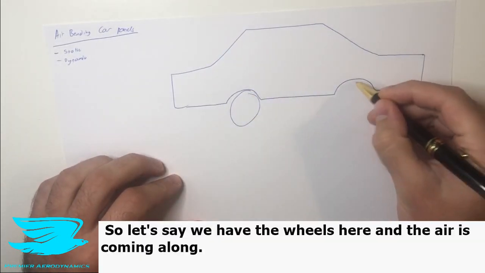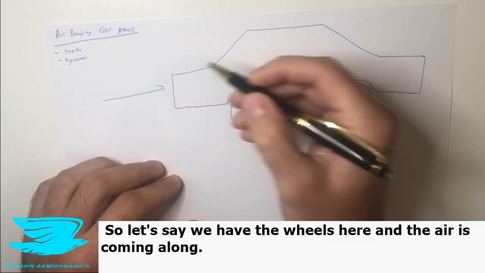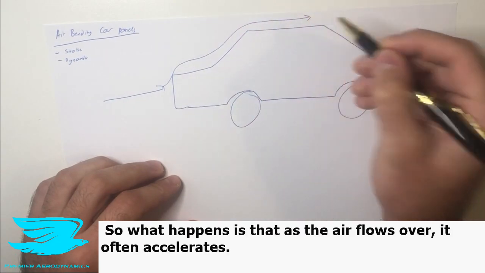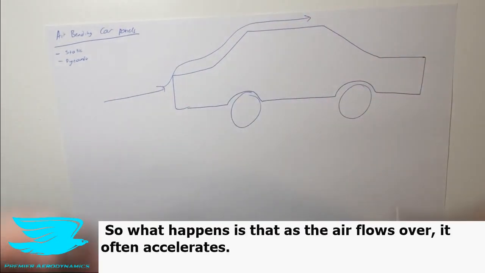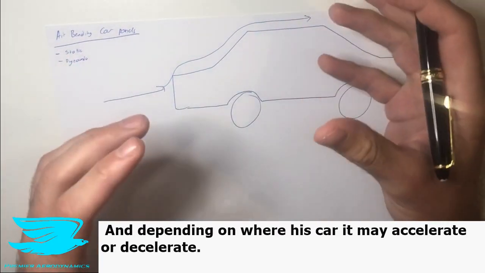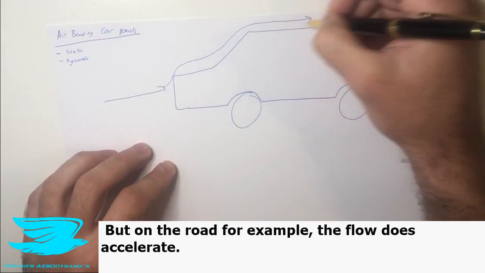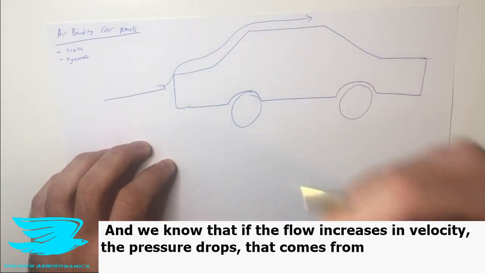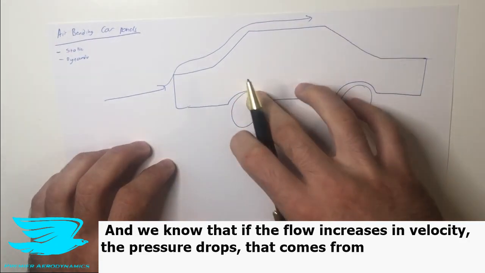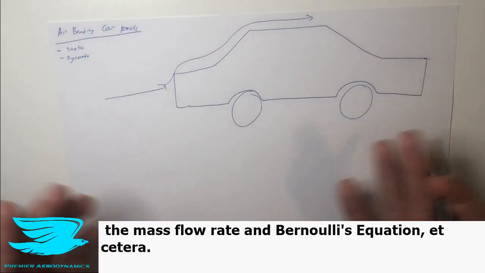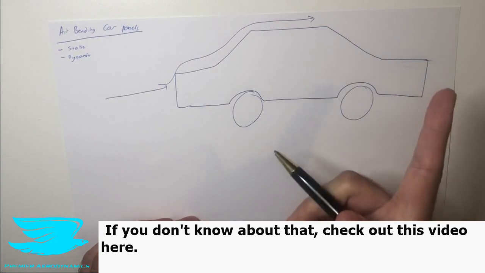So let's say we have the wheels here and the air is coming along and it flows over. As the air flows over, it often accelerates, and depending on where it hits the car, it may accelerate or decelerate. But on the roof, for example, the flow does accelerate, and we know that if the flow increases in velocity, the pressure drops, and that comes from mass flow rate and Bernoulli's equation, etc. If you don't know about that, check out this video here.